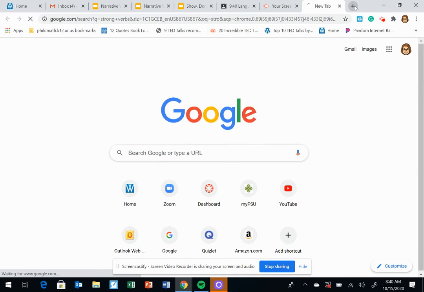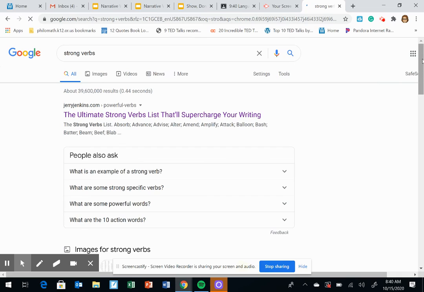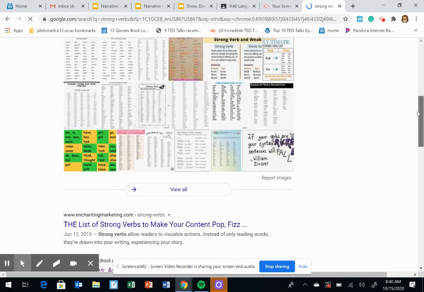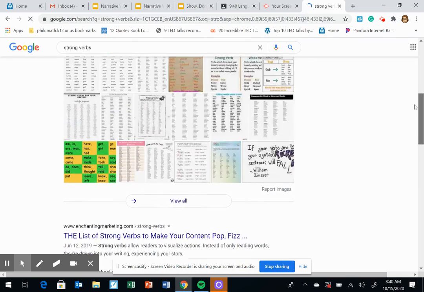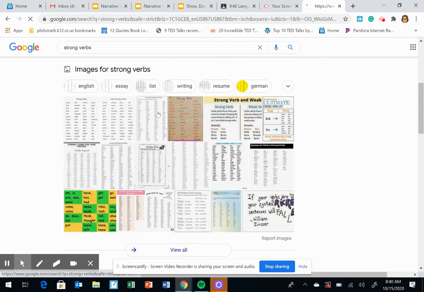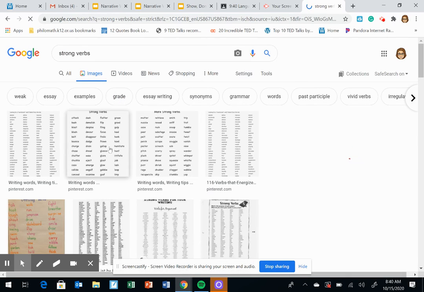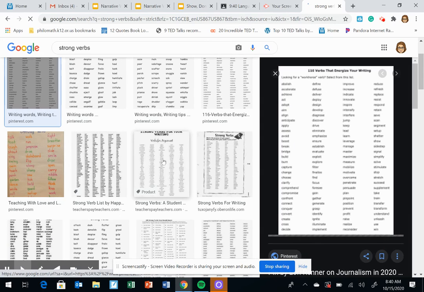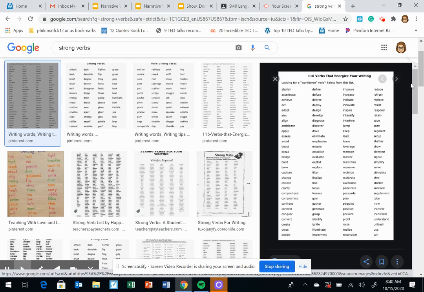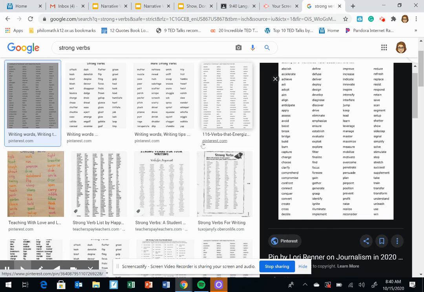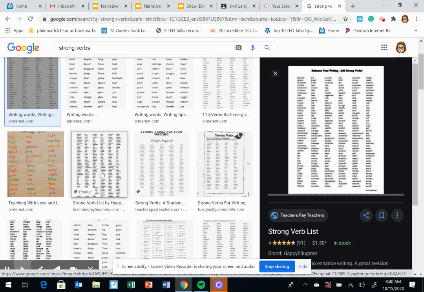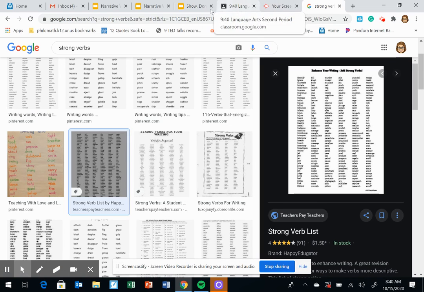When I Google strong verbs, I found one that had 300 examples of strong verbs. The list of strong verbs. Or you can go through, and there's all sorts of different places you can look through all these strong verbs. And there are so many different lists. This one has 116 verbs to energize your writing. It's the same thing. So that's what I'm going to have you guys do, is go in there, change those verbs up. And by doing that, you really do show the reader instead of tell them about the story.